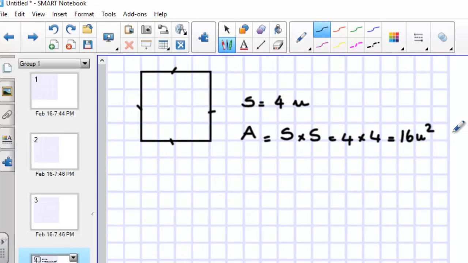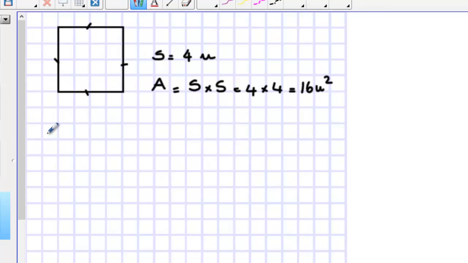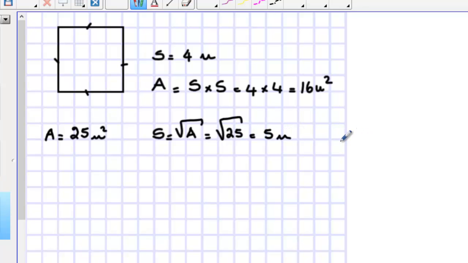Yes. Now the question is, if someone gives me the area and says that the area of the square is 25 square units, do I have to draw the whole square or can I find the side right away? We can find the side without drawing by saying the side equals the square root of the area. So the square root of 25 equals 5 units. And this is the way, if we have the area, we can find the side.